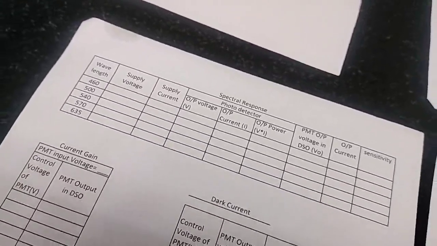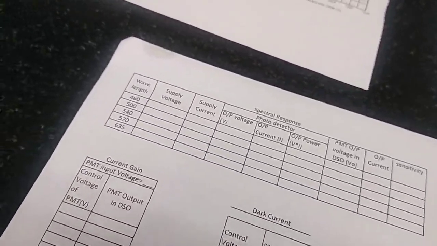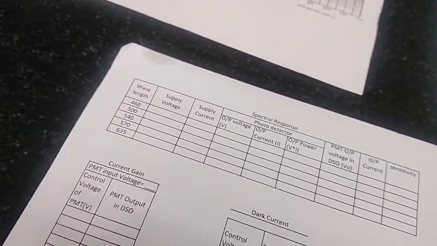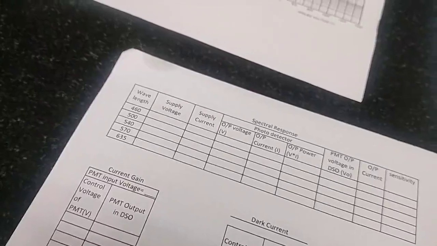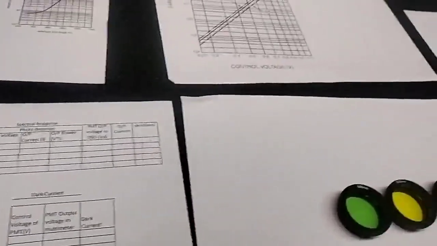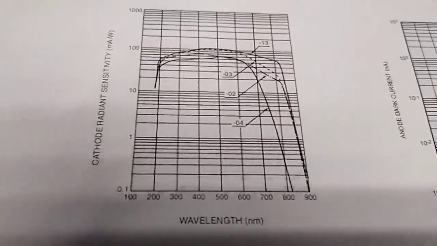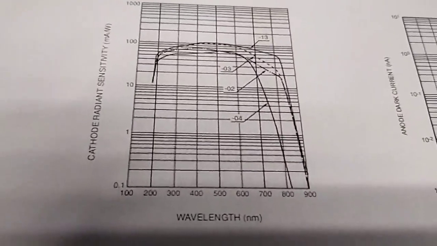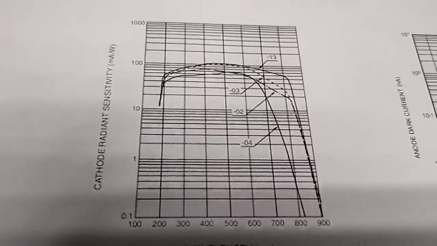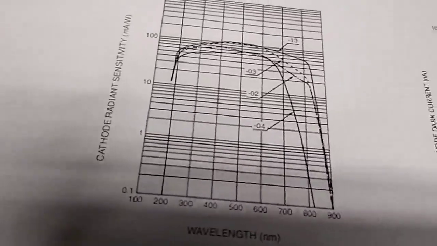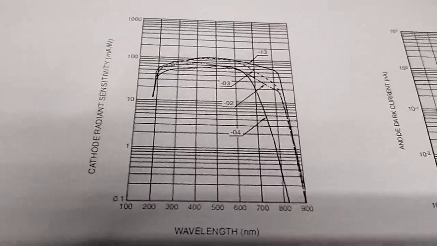The process is repeated for each filter, and a graph of wavelength versus sensitivity is plotted to obtain the spectral response curve. So we are using different wavelengths and we calculate the sensitivity, and a graph is plotted like this.